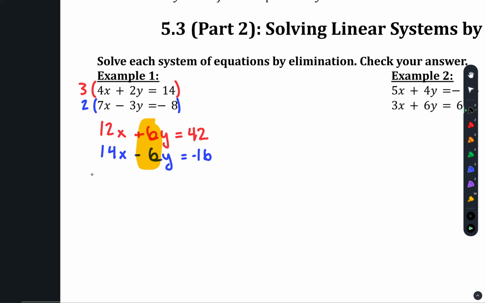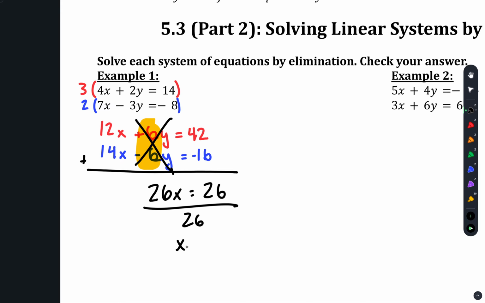So now I'm going to add them together. Those opposite coefficients cancel out. I'm left with 26x equals 26. Now step 2 is done. Step 3 is done. Now I need to solve. Divide by 26. X equals 1.